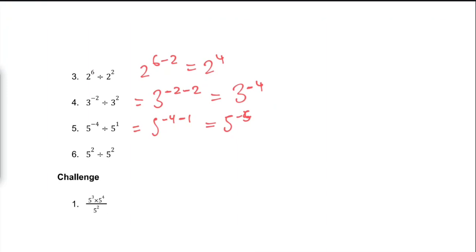And then finally, you've got 5 squared divided by 5 squared. So that is going to be 5 to the 2 minus 2, which is going to be 5 to the 0. And what do we know about 5 to the 0? Well, that's just going to be equal to 1.